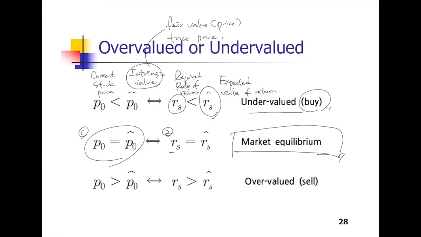The other case is if the current stock price is higher than intrinsic value, it means this stock is overvalued. So if the investor holds this stock, they should sell because the price goes down, right? We can also interpret it as this. They require this amount of return, but they can expect less return, right? So they should sell or not buy.